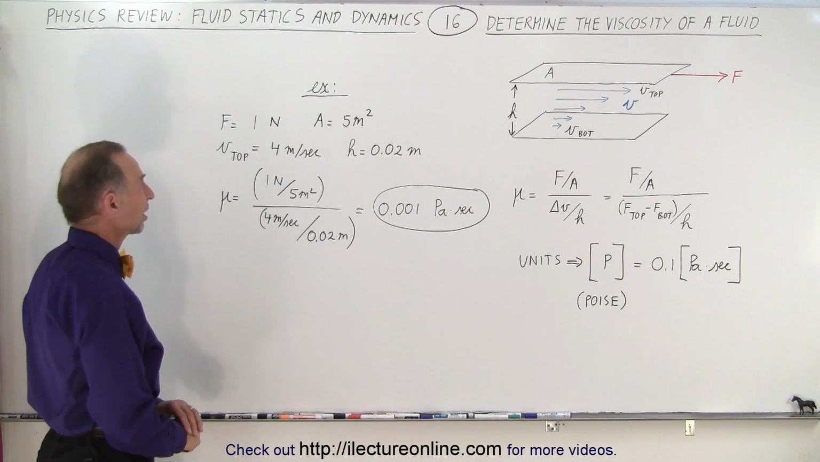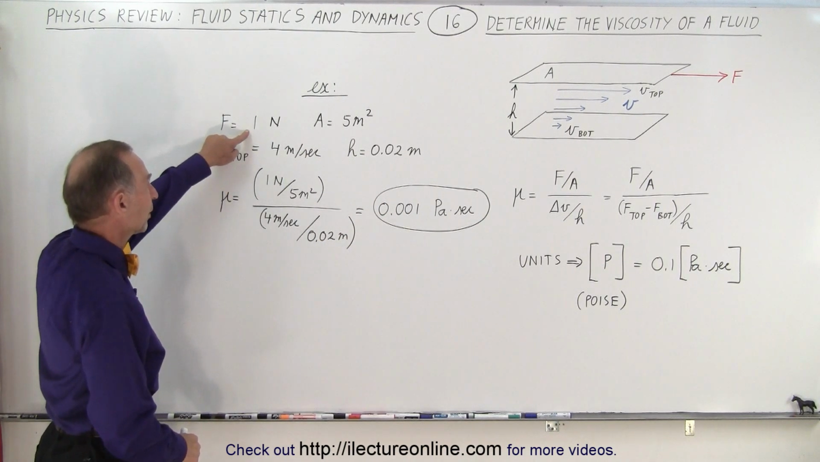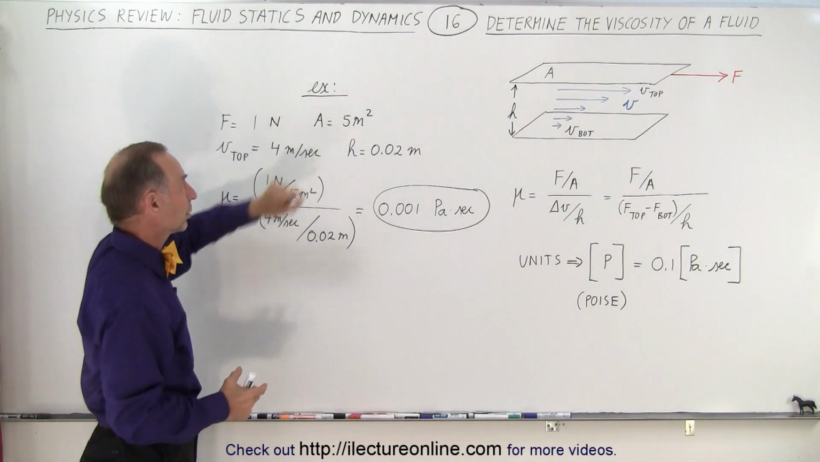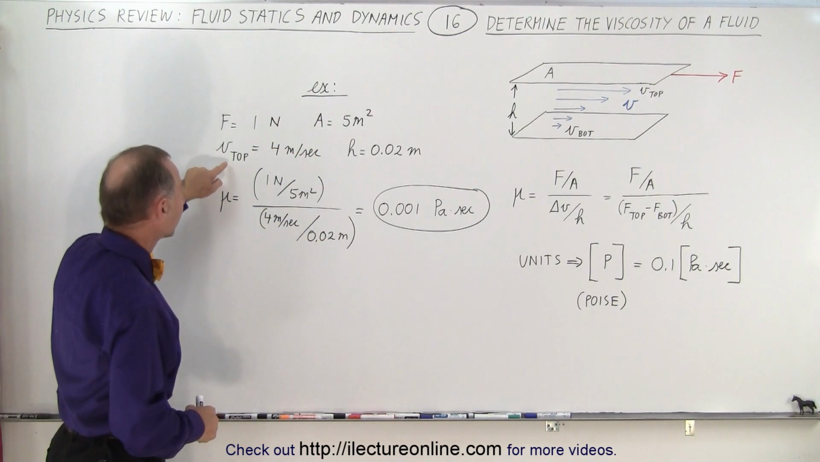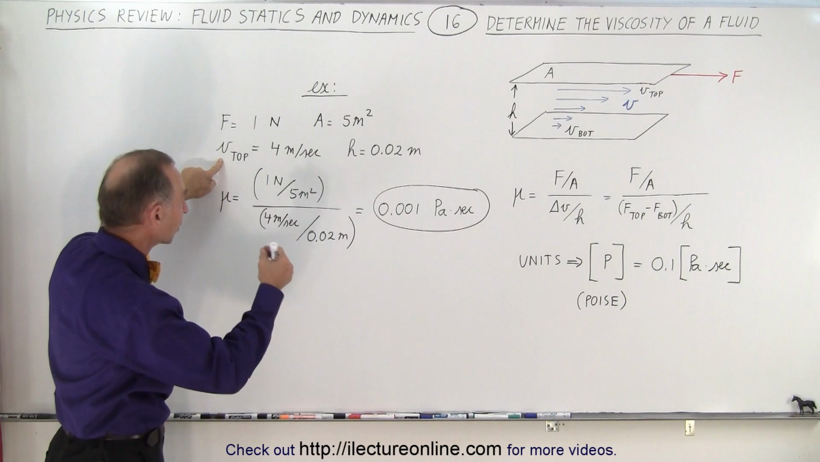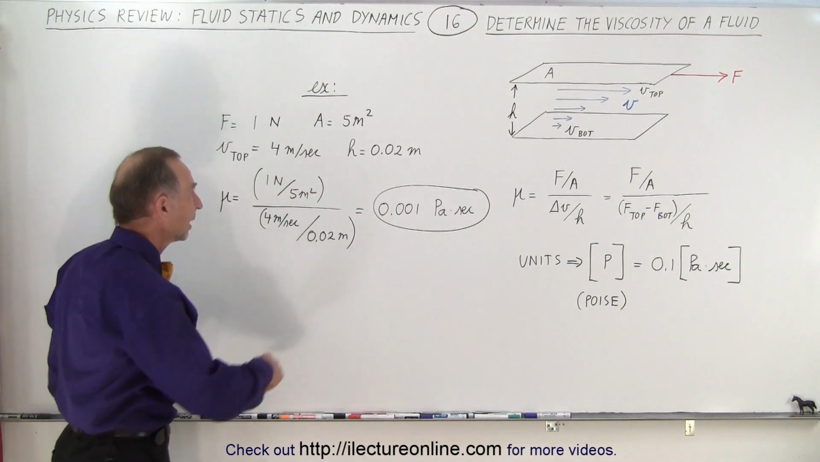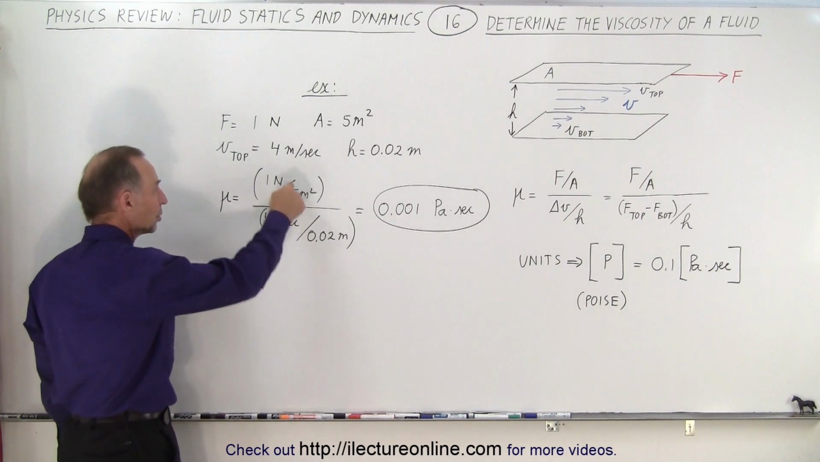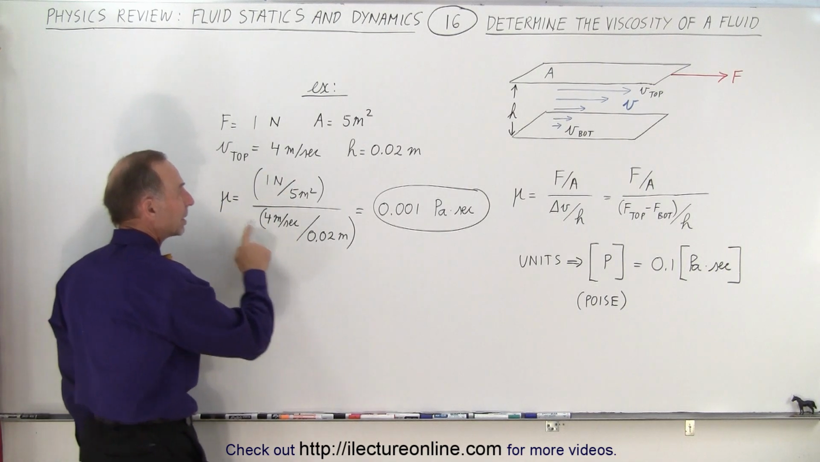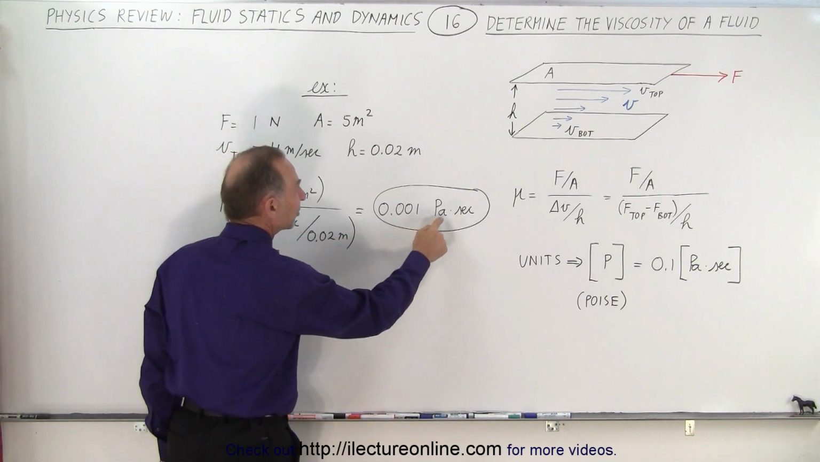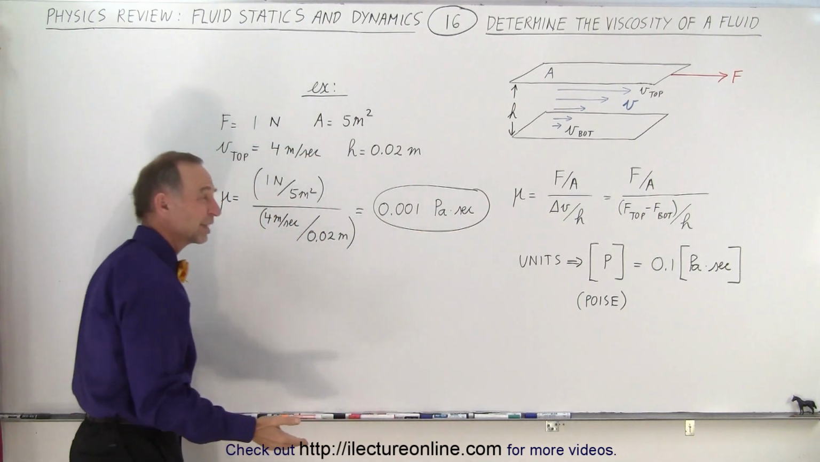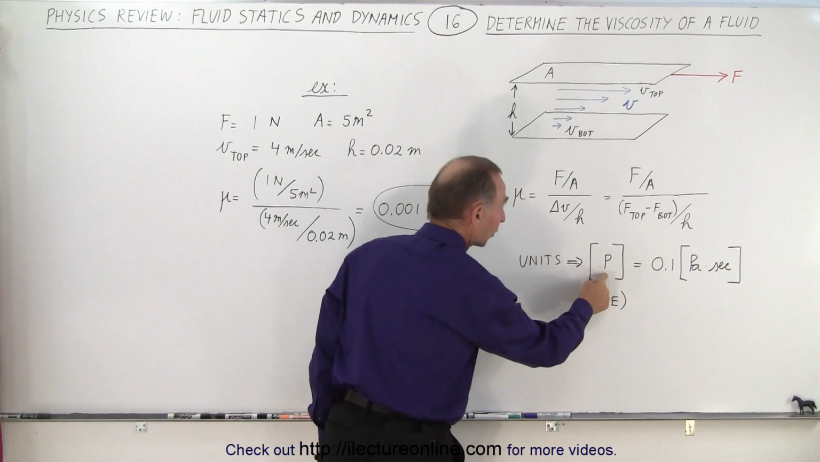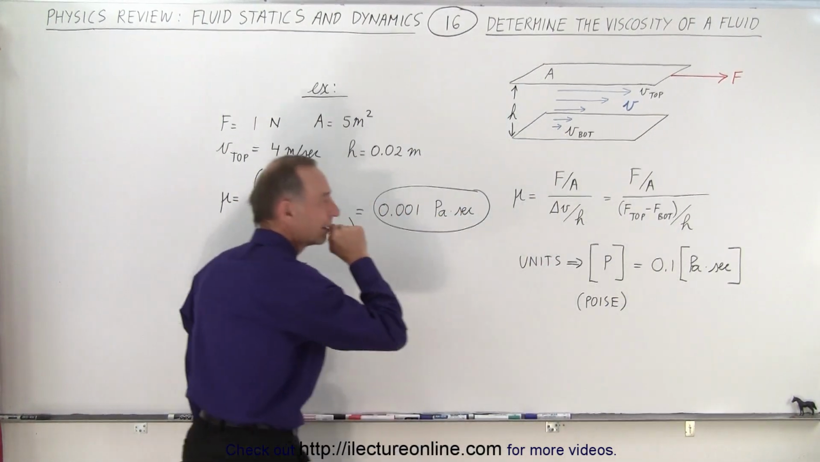Now, here's an example. Let's say the force required is 1 Newton. The area of that object that's being pulled along is 5 square meters. The velocity at which it gets pulled at a constant speed is 4 meters per second, and the height is 0.2 meters. So when we plug in the units, we end up with viscosity being equal to 0.001 Pascal times seconds. Of course, when you change that to poise, that would be 10 times as much, because 1 poise is 0.1 of that.